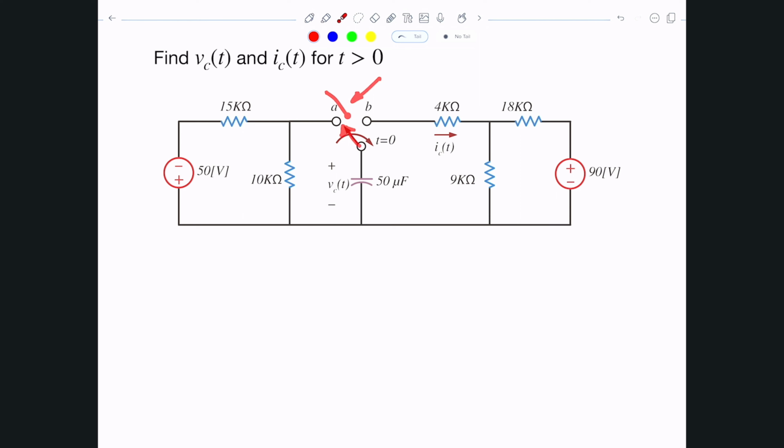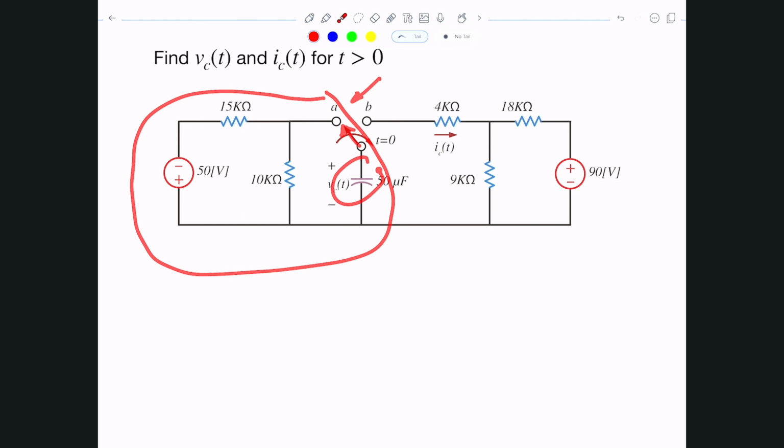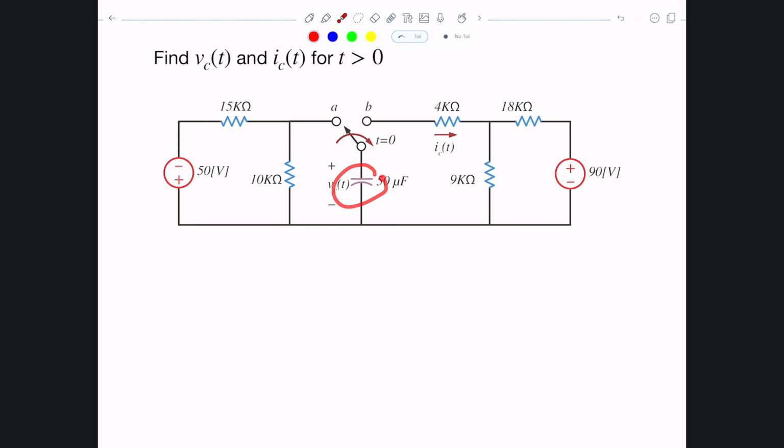If you think about it, that means we have just this part of the circuit connected to the capacitor. And after a very long time, 5 tau for this particular circuit, that capacitor will store some sort of energy, and it will have some voltage across it. And the energy will be provided by that 50 volts.